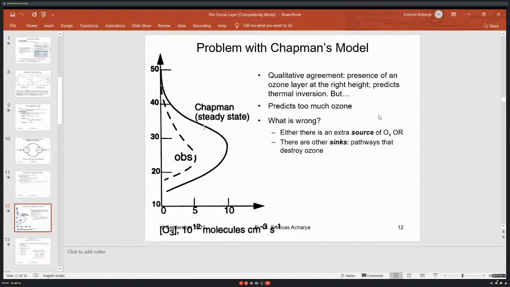Are you getting my point? That means here there is anthropogenic pollution, and some anthropogenic molecules will deplete the ozone other than the natural process. For that reason, the Chapman model has some problem.